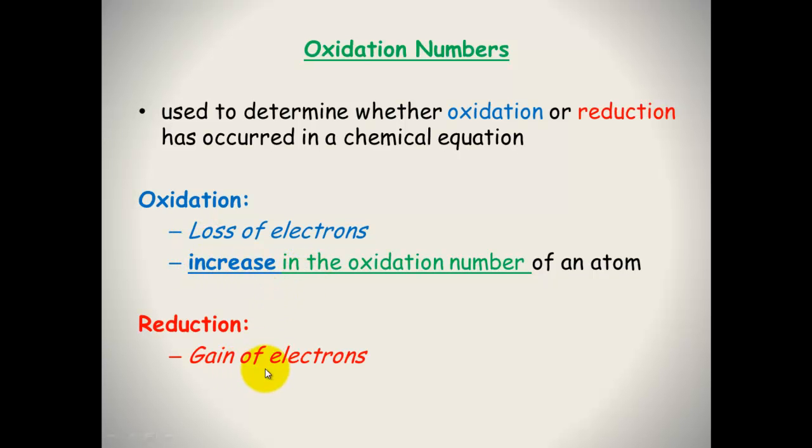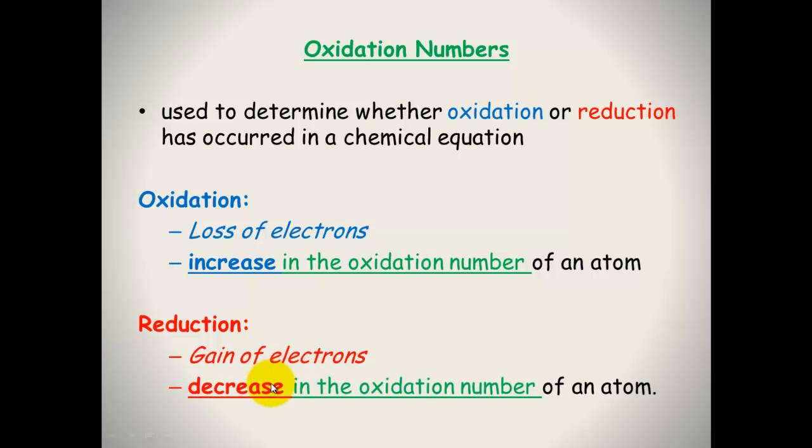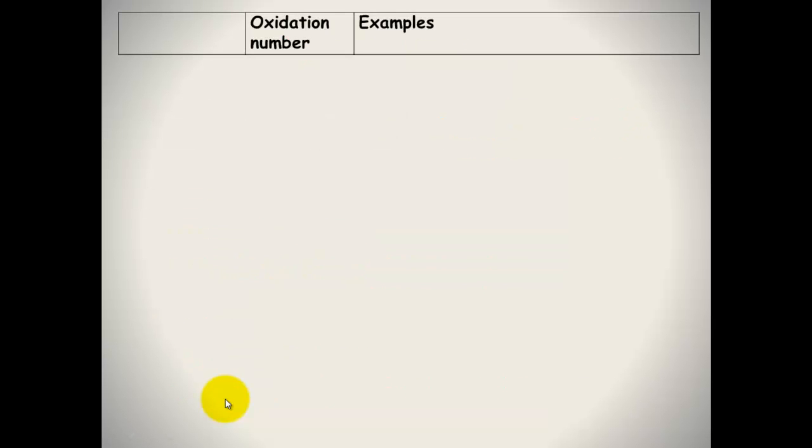Reduction is a gain of electrons and it's a decrease in the oxidation number of an atom. So oxidation is an increase in the number, reduction is a decrease in the oxidation number. And that's easy to remember, reduction, decrease. So what are these oxidation numbers? There's a couple of rules that you need to remember, but once you know these rules, working with oxidation numbers is really quite easy.